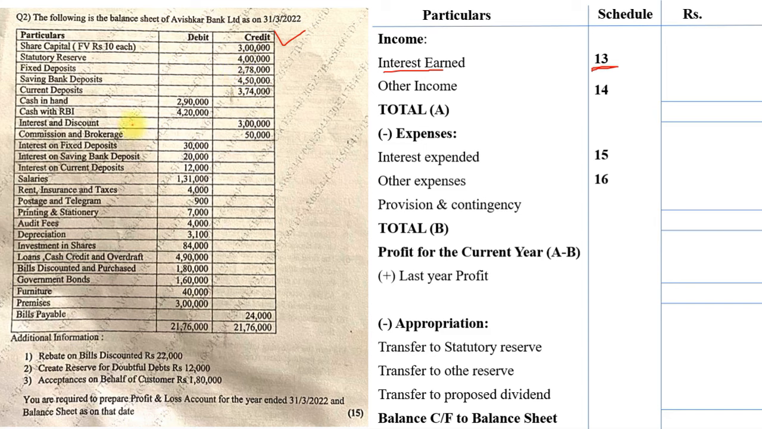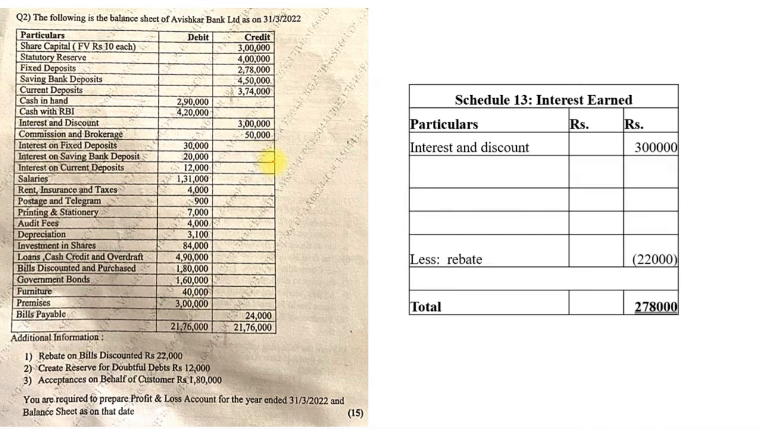Interest and discount, yes, I can see this 3 lakh rupees interest and discount which is given to me. That is related to interest, that's it. Bills payable and commission don't come under interest because there's only one interest given here, 3 lakh rupees. So schedule number 13, interest earned, I'll write interest and discount rupees 3 lakhs.